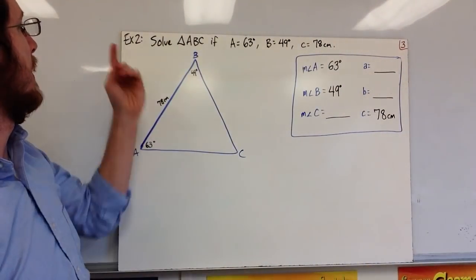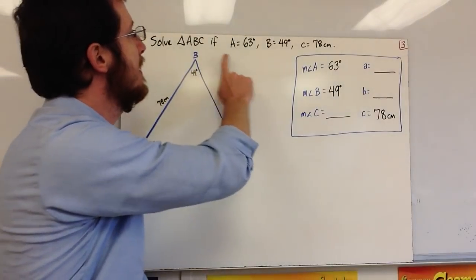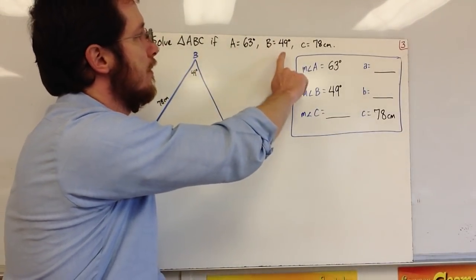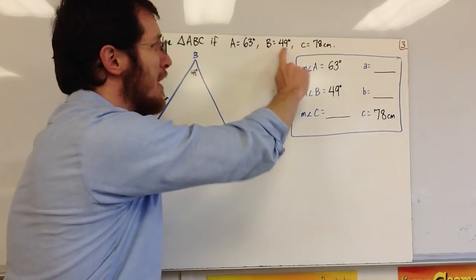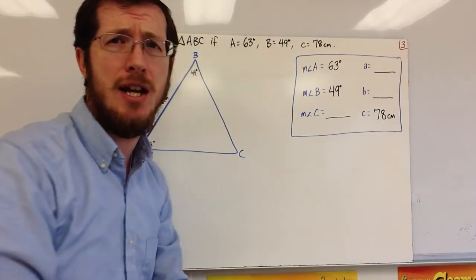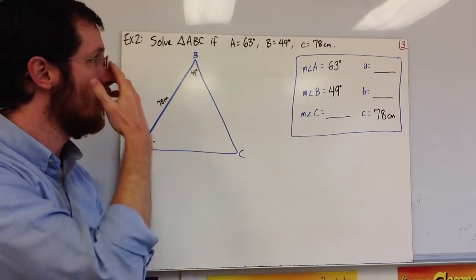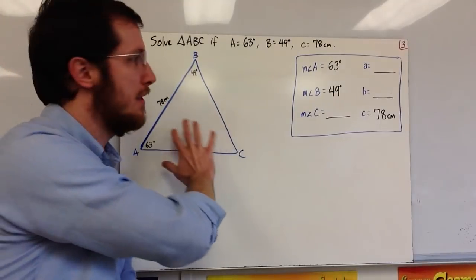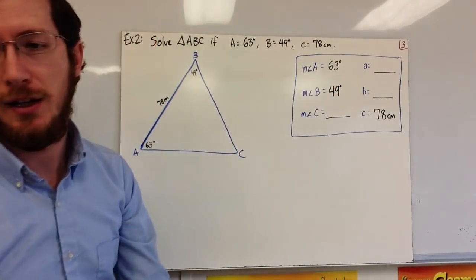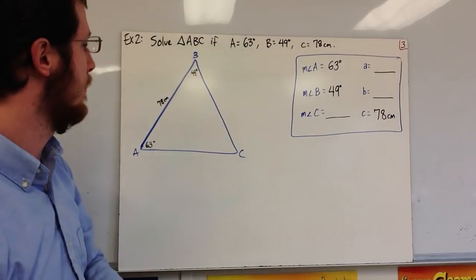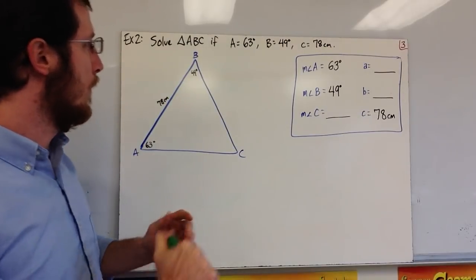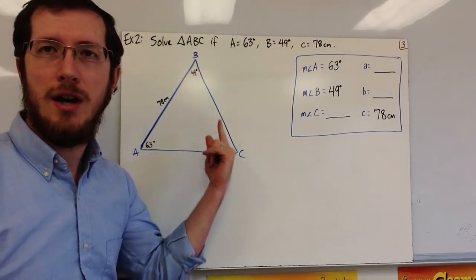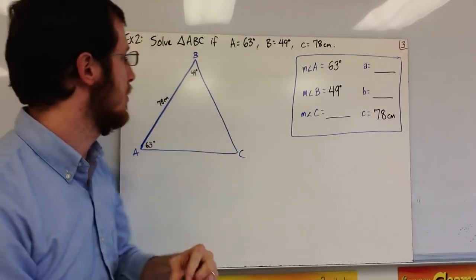All right, next up, example number 2. Solve triangle ABC if A is 63 degrees, B is 49 degrees, and C is 78 centimeters. All right, I've gone ahead and, for time's sake, drawn the triangle and our table and got it started. So let's just dig right into what we can solve for. First thing, we want to look at our angles and sides relationship.